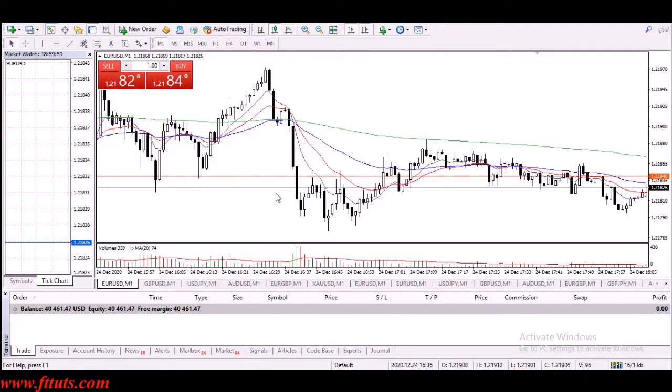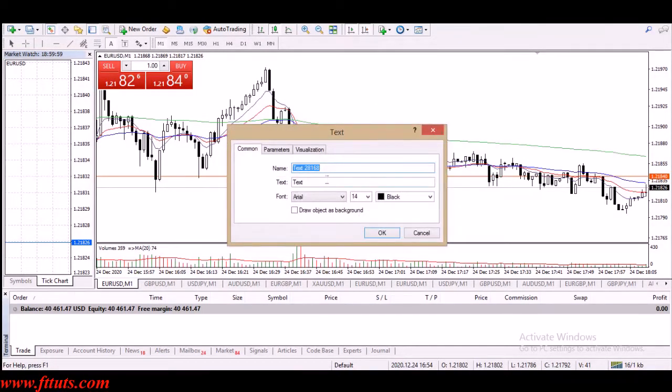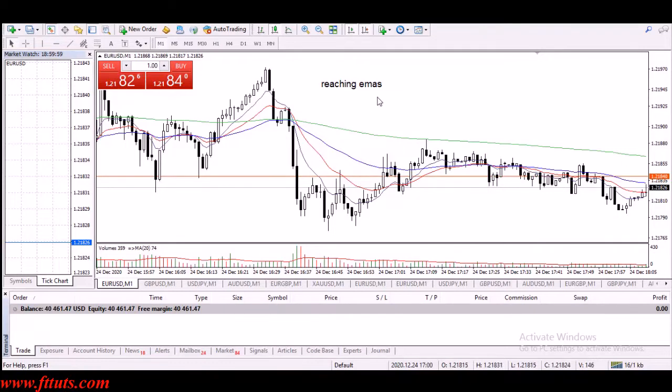So, first of all, for example, like here, when price, okay, now I will not be making the difference. I will be talking about each one apart, explaining each one apart. So I will start by reaching EMAs. Now I'm going to explain everything about reaching EMAs.